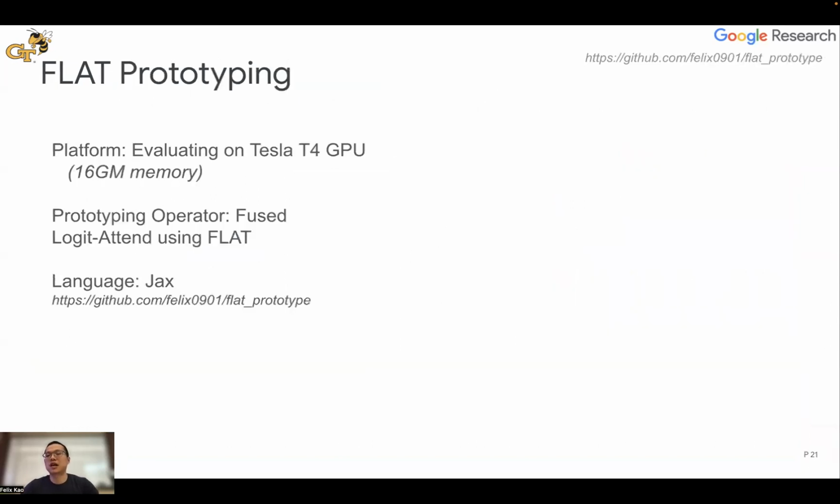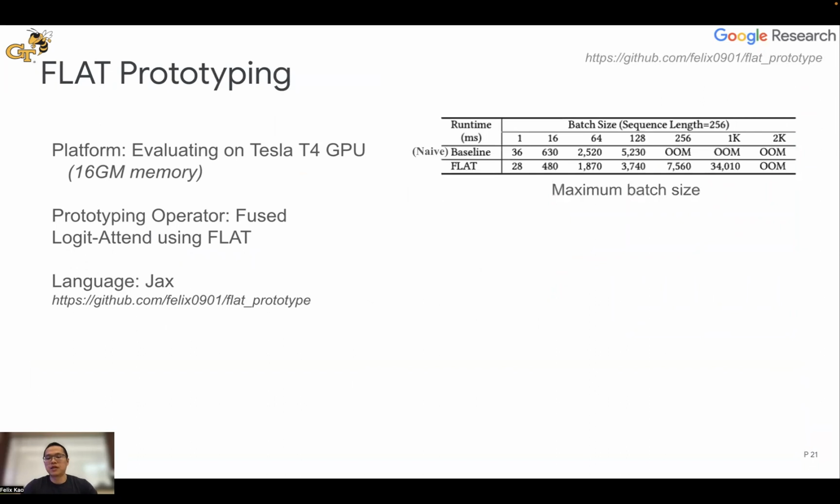We also have a flat prototype, which is public now. The platform we evaluated is a Tesla T4 GPU, and we prototyped the fused logit 10 operation using JAX. Here's the performance. At a sequence length of 256, we want to see how big a batch size we can fit on this GPU. The naive baseline can fit a batch size of 128, while flat can fit up to 1K.